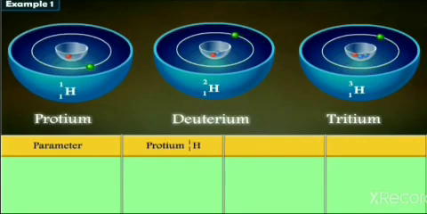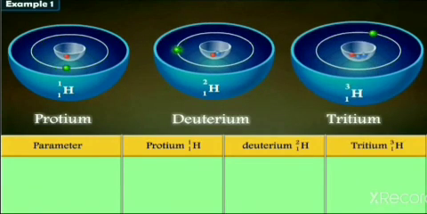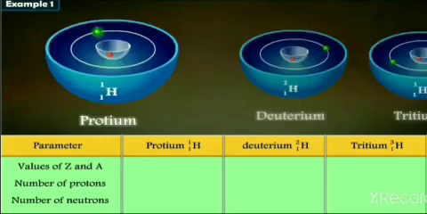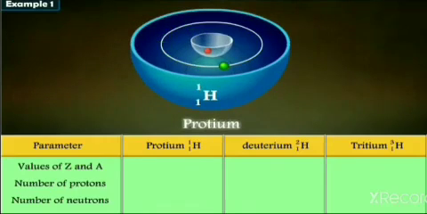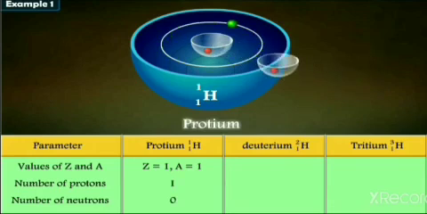Parameters: protium ¹₁H, deuterium ²₁H, tritium ³₁H. Values of Z and A for protium: Z equals 1, A equals 1. Number of protons: 1. Number of neutrons: 0.